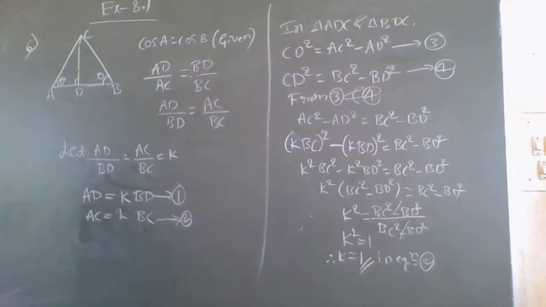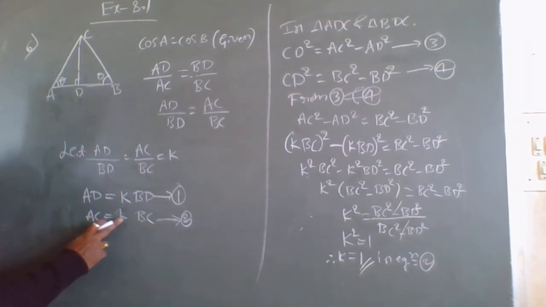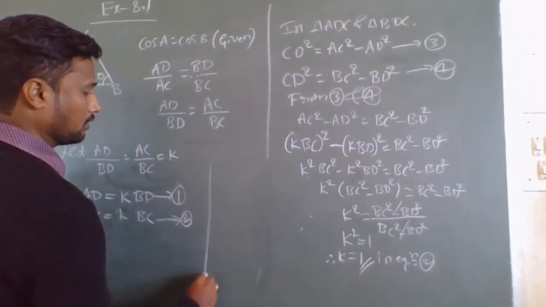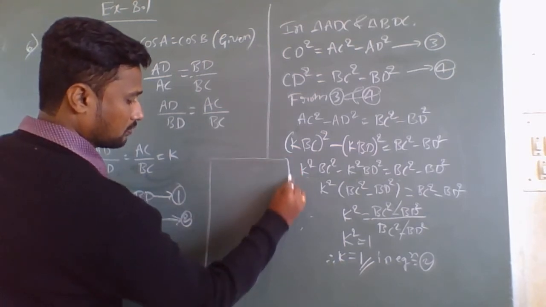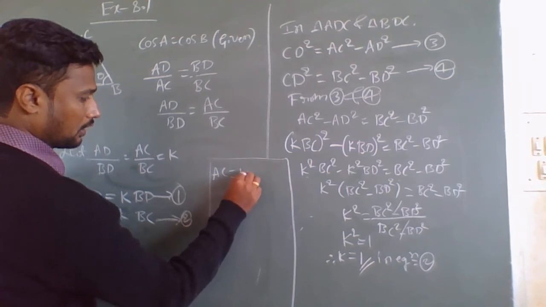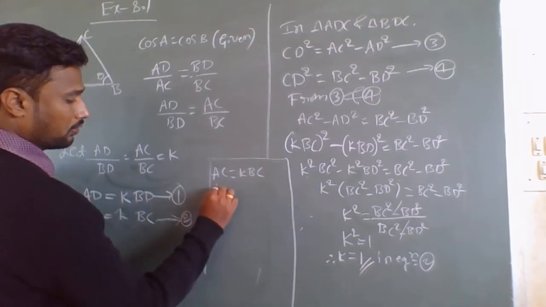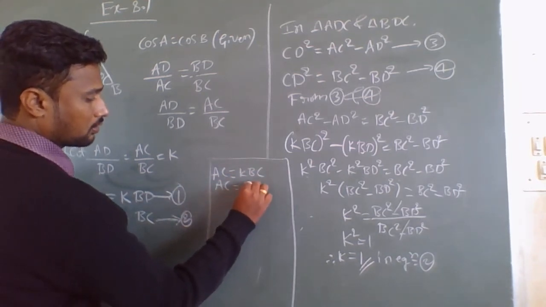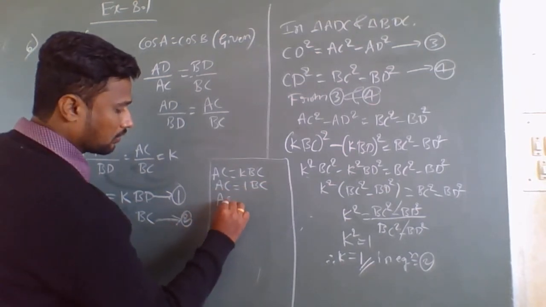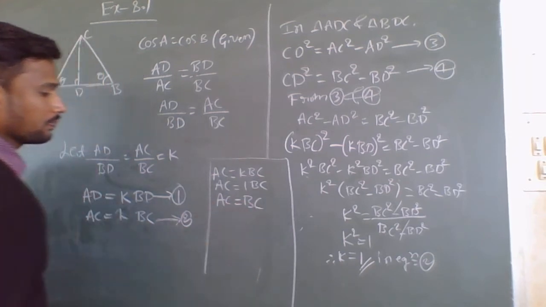So what is the equation 2 here? AC equals to K into BC. So here I will write AC equals to K into BC, and we got K value as 1. So 1 into BC. So AC equals to BC.